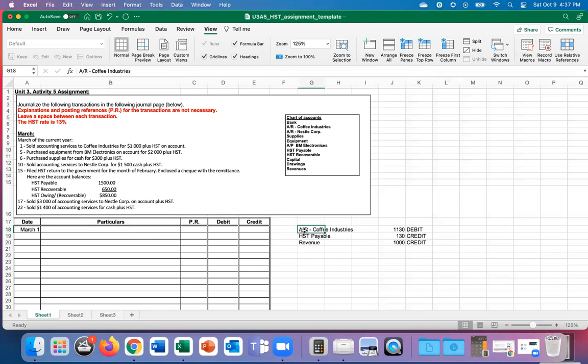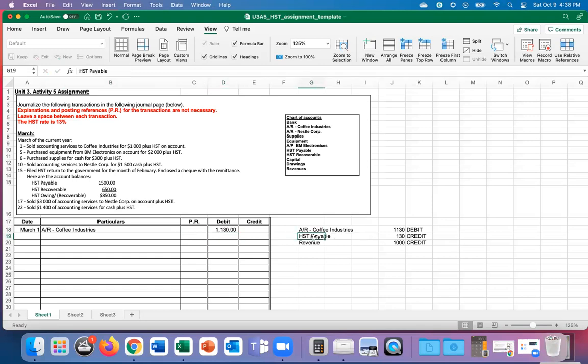So our first one is going to be the accounts receivable coffee industry. I'm just going to copy and paste that over here. And then we said that's going to be a debit, so we're going to put the amount that we're putting into that account in the debit column. So the $1,130. All right, so debits go first. We don't have any other debits for this transaction. So then we're going to put in our credits.